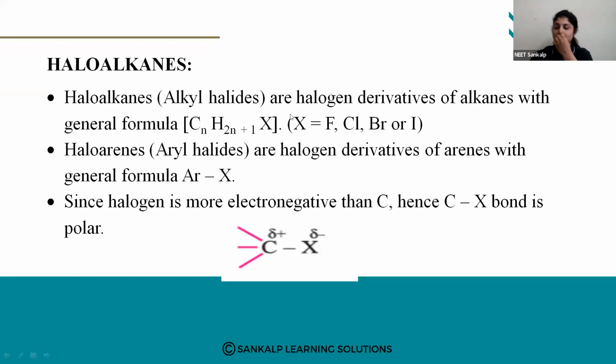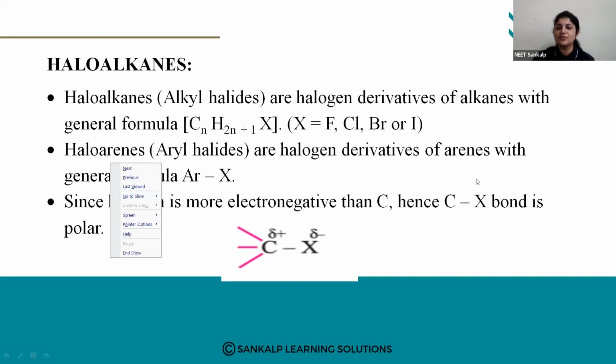Last class we were discussing haloalkanes and haloarenes. We had discussed the definition: haloalkanes are halogen derivatives of alkanes, and we covered the general formula. Then haloarenes, which are called aryl halides, are halogen derivatives of arenes. Arenes means aromatic ring.